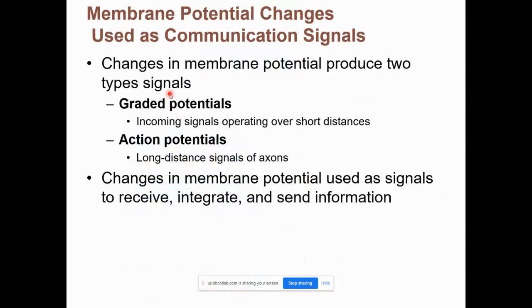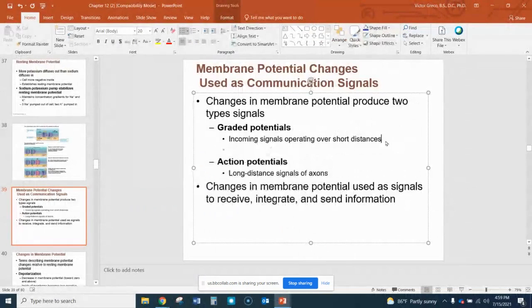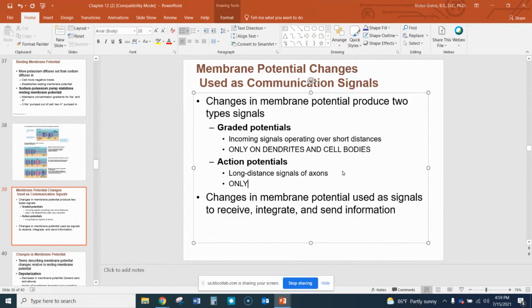All right, so next, there's two types of signals, and I already mentioned this. You have graded potentials and action potentials. You might recall that the graded potentials are only, I'm going to write this in, on dendrites and cell bodies. On neurons, they're only on the dendrites and cell bodies, whereas the action potentials are only on the axon.